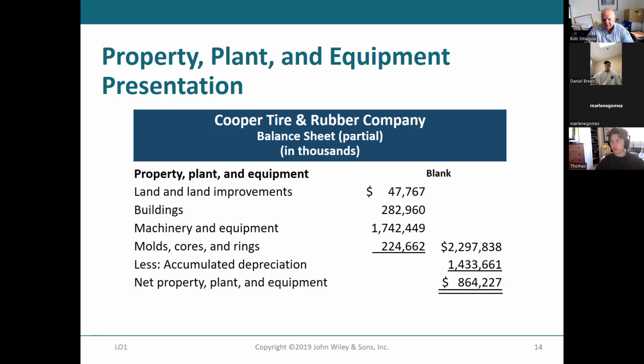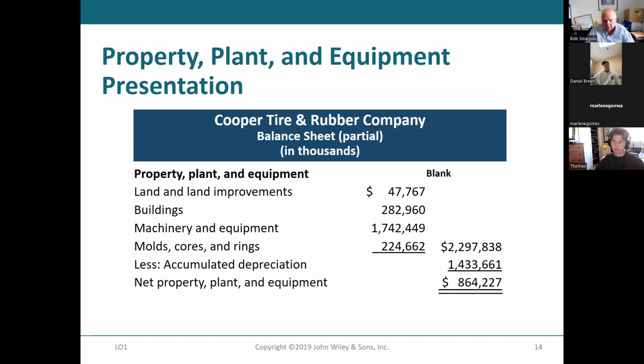the 47,767, the buildings, 22, machine, the molds and cores. You add those up, that comes to $2,097,000, excuse me, $838. We are going to depreciate this equipment, and thus far, this company, Cooper Tire and Rubber, has depreciated $1,433,000 of that $2,297,000, meaning that the net property, plant, and equipment is the $864.